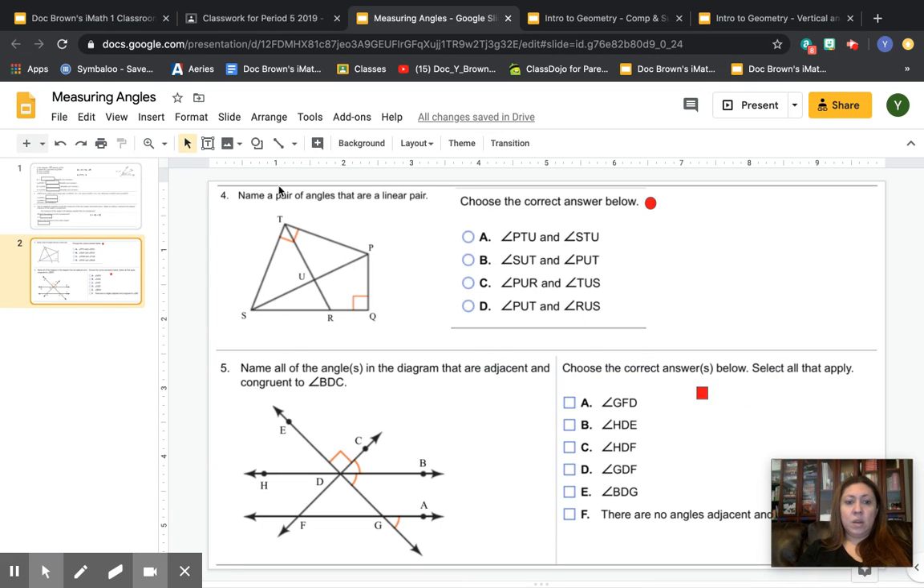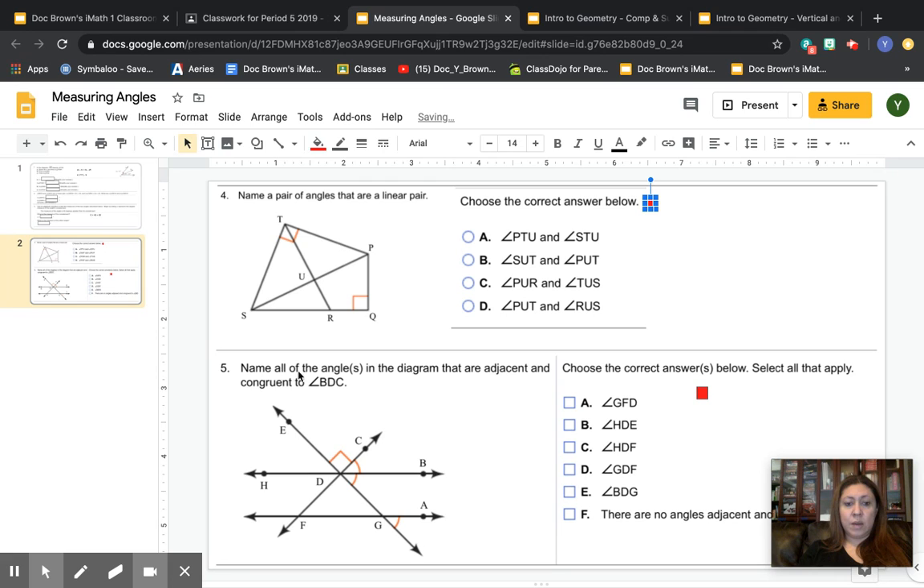This one, name a pair of angles that are linear pairs. Linear pairs, again, it's a straight line. So go through these and pick which one's a straight line, grab your little circle and move it to wherever that may go.